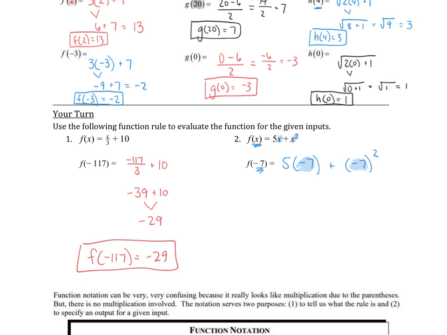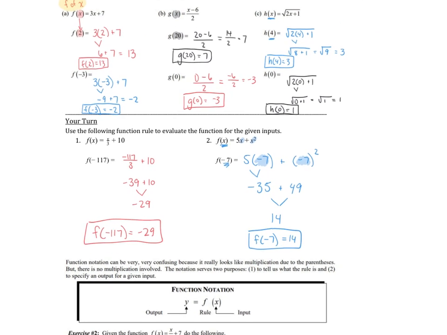So when I'm solving this out, I have 5 times negative 7, which is negative 35. Negative 7 squared, well, negative 7 times negative 7 is going to be a positive 49. And then I just add these up, negative 35 plus 49, and I do get 14 here. So my final answer, f of negative 7, would give me 14. Again, so for those, I'm just plugging in my value for x and getting out my output of y.